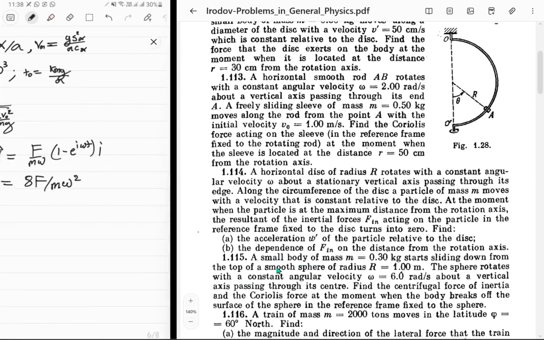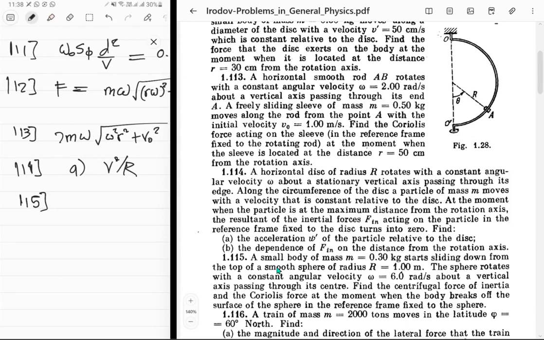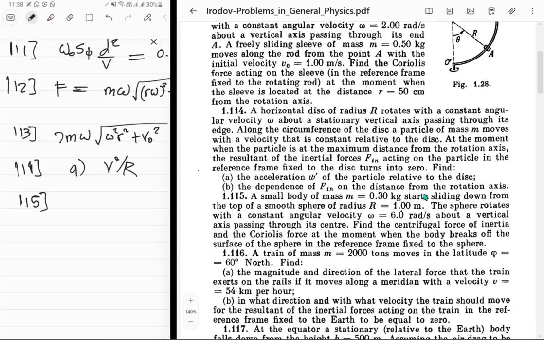Let's go to 115. A small body of mass m starts sliding down from the top of the smooth sphere of radius R. The sphere rotates with a constant angular velocity omega about a vertical axis passing through its center. Oh no, I think it's bad news. Find the centrifugal force. So it's a smooth thing. Okay, that's nice. Oh no. Centrifugal force of inertia and the Coriolis force at the moment when the body breaks off the surface of the sphere in the reference frame fixed to the sphere.